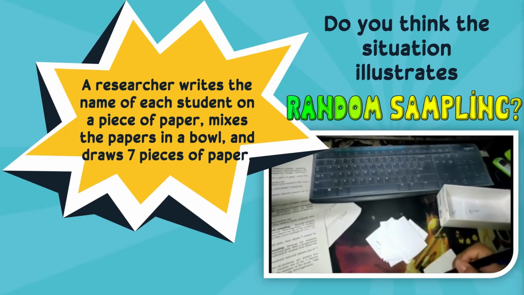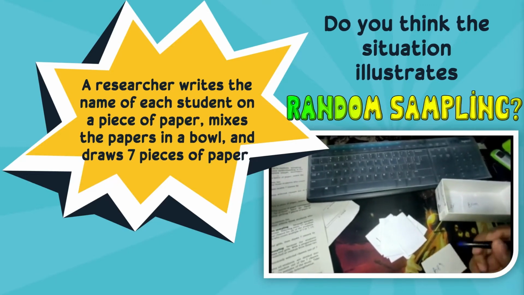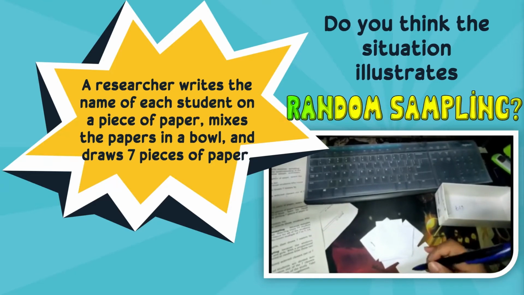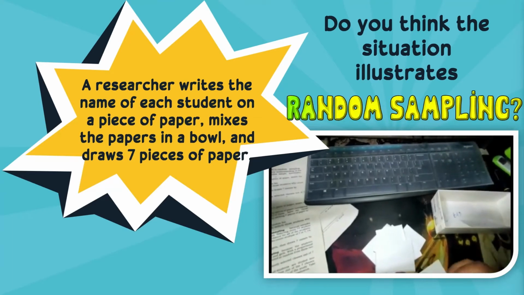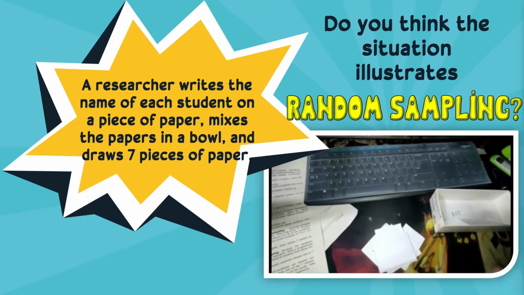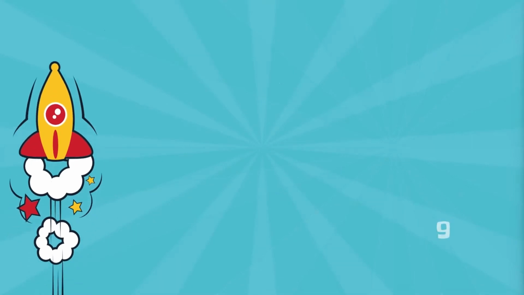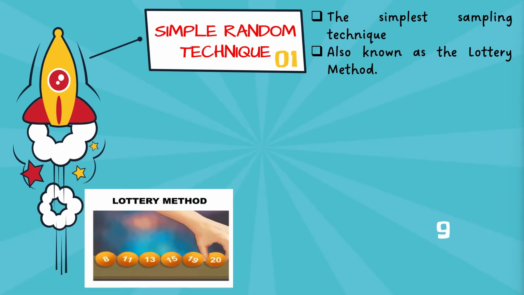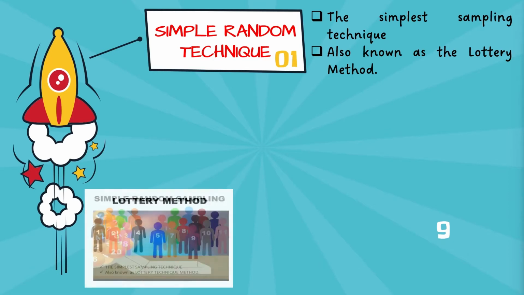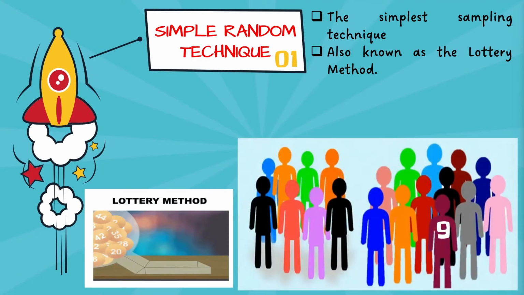The pieces of paper correspond to each student as elements of the population. All of them have an equal chance of being selected as a sample by randomly picking 7 pieces of paper in a bowl. Okay. So the first type of random sampling, class, is the simple random sampling technique. It is the most basic random sampling wherein each element in the population has equal probability of being selected.